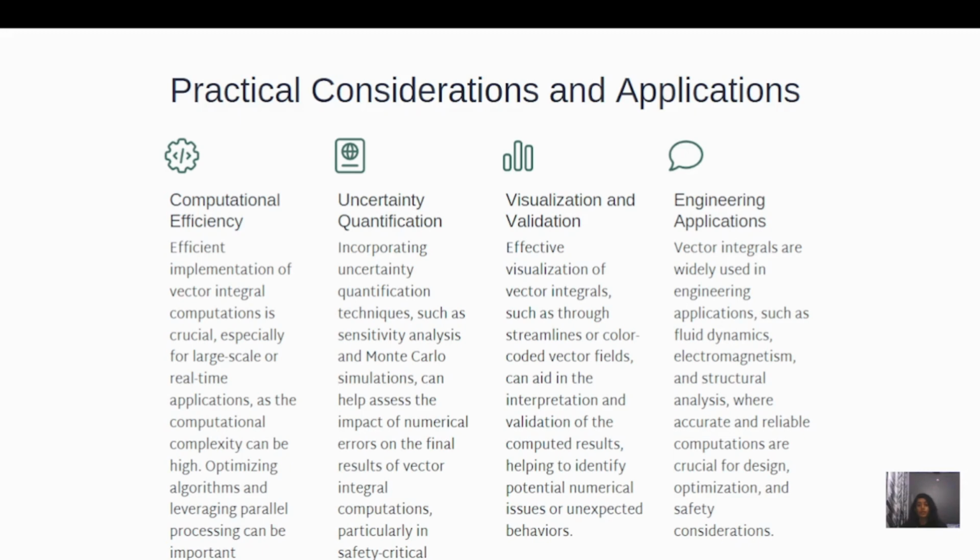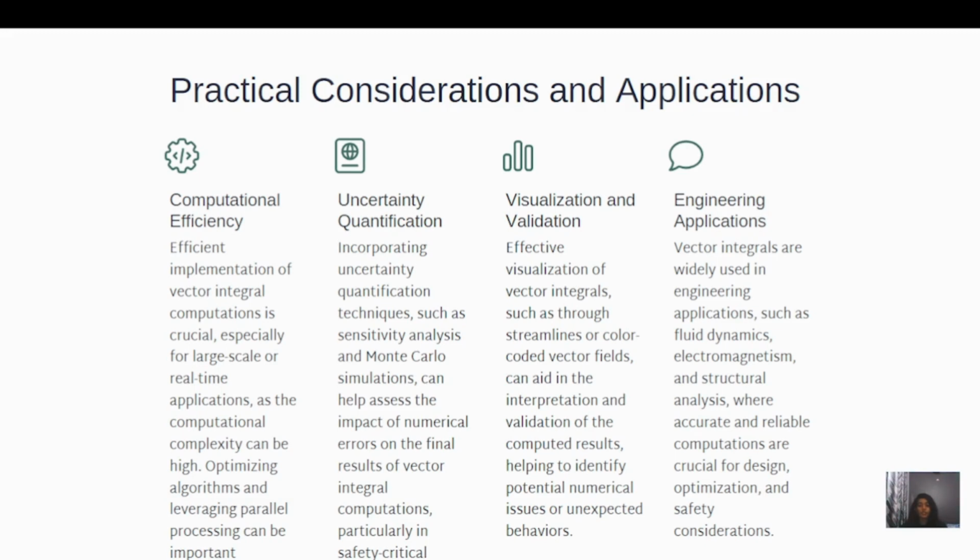Uncertainty quantification. Incorporating uncertainty quantification techniques such as sensitivity analysis and Monte Carlo simulations can help assess the impact of numerical errors on the final results of vector integral computations, particularly in safety-critical applications.